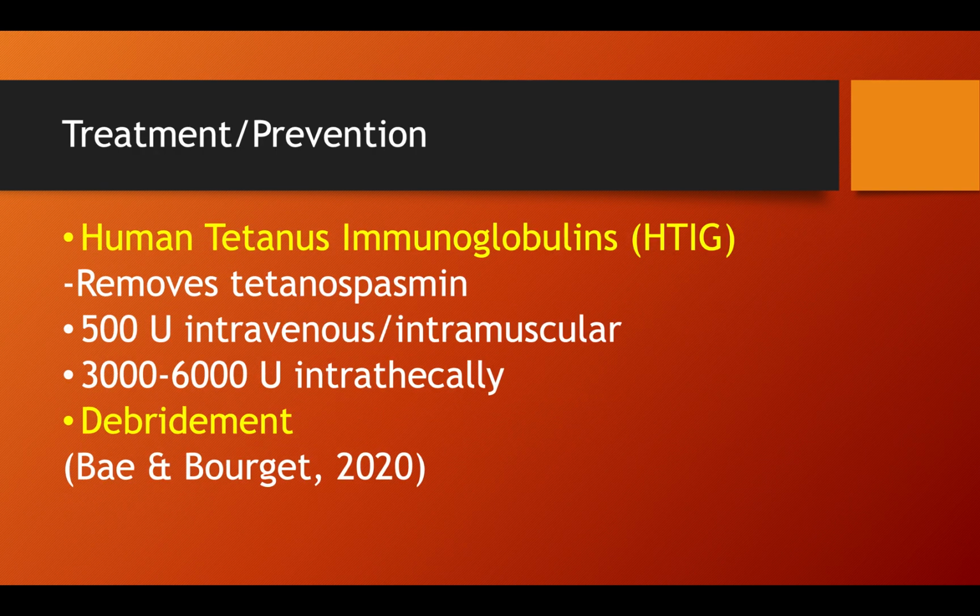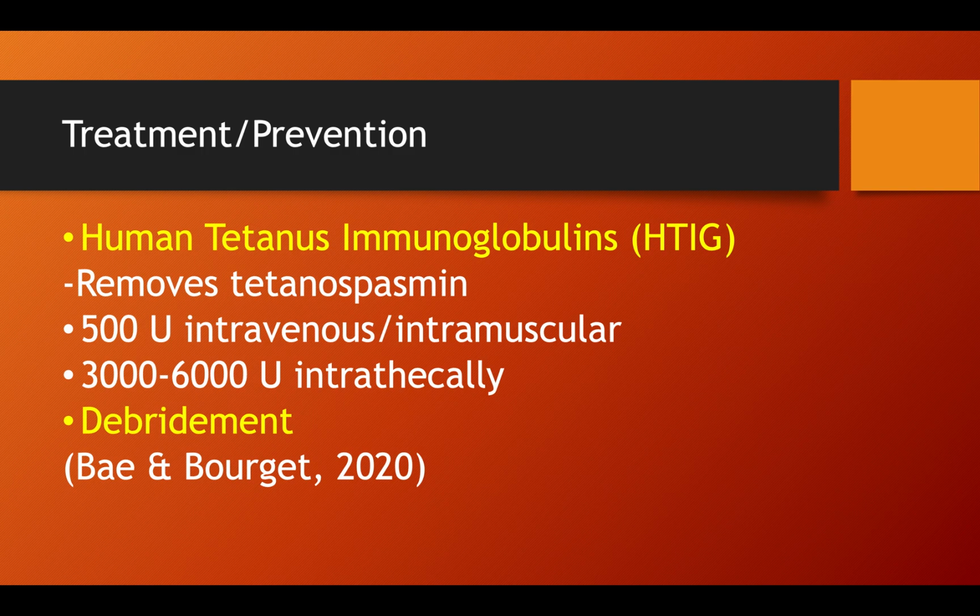Next, we'll talk about the treatment and prevention of tetanus. In a person who actually has the symptoms of tetanus, the first treatment is going to be human tetanus immunoglobulins, HTIG, which is going to neutralize these toxins, removing them. But they cannot remove them if the toxin is actually bound to the axon bulb or bound to the neuron. So after the toxin binds to the neuron, you cannot remove it.